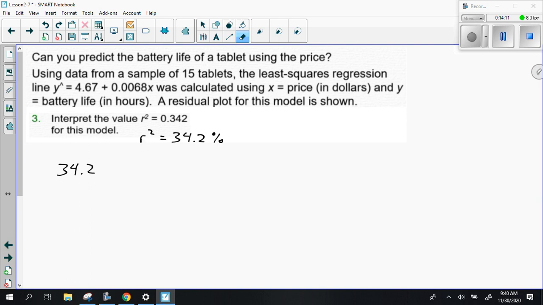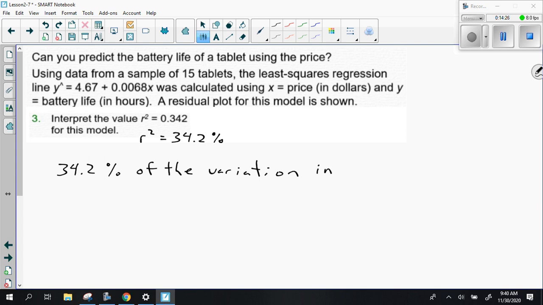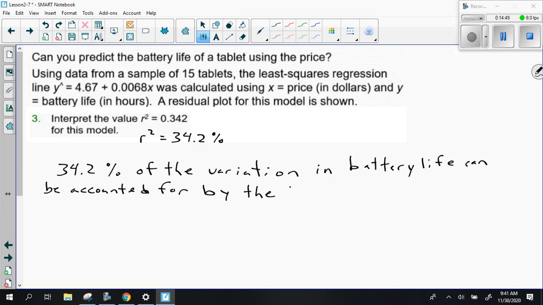percent of the variation in our response variable, which is battery life, variation in battery life. Remember, this has to be our response variable. Can be attributed or accounted for by the least squares regression line. And that is that. That is how you're going to interpret it.